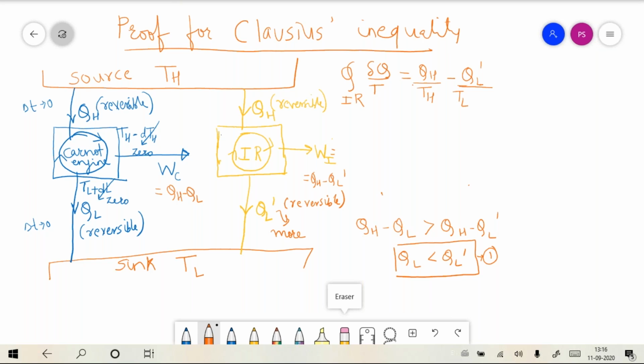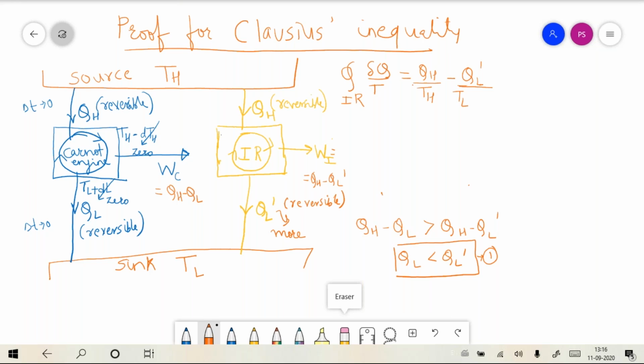Okay. So this engine, for convenience, we are assuming the same TL. Otherwise, I would have used a different TL, and that would have made the proof a bit more complicated. So for simplicity, I would say that the heat rejected is also reversible, and the heat supplied is also reversible. However, the engine is internally irreversible.